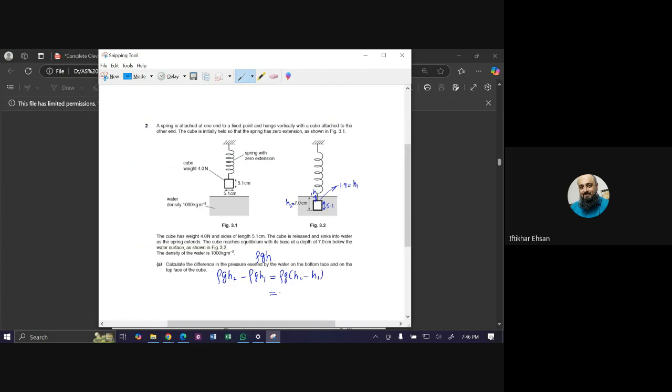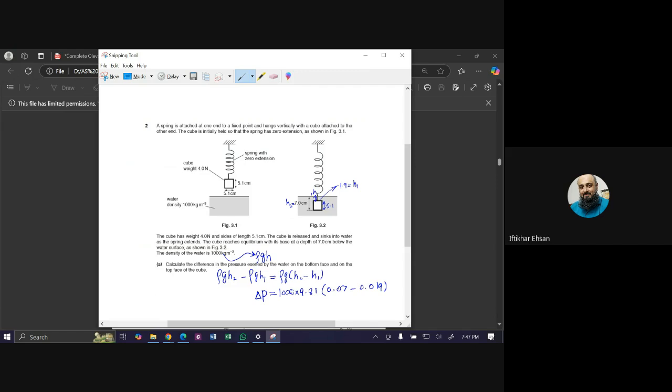What is rho? 1000, given from there. g is 9.81 and H2 is 0.07. H1 is 0.019. Why have I written it like that? Because they were in centimeters and you converted them into meters, right. Well done. Beta, can you just note the answer of this difference in pressure?